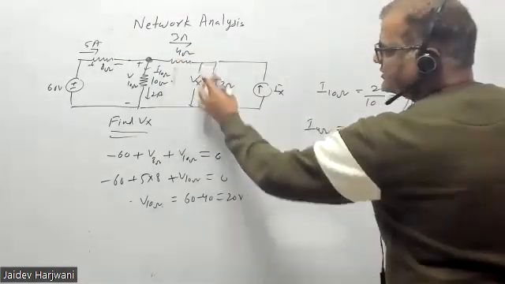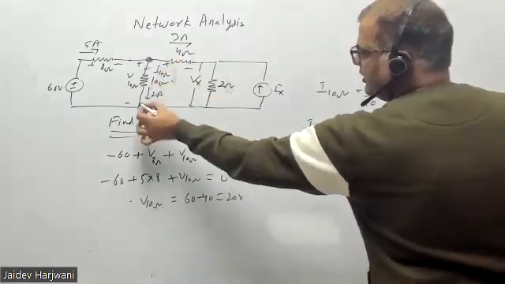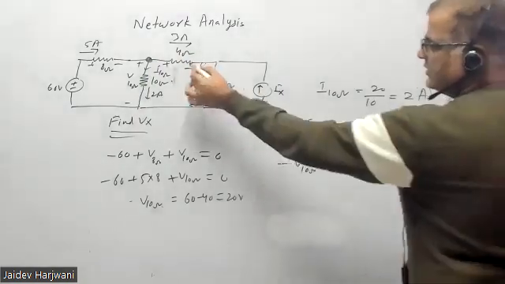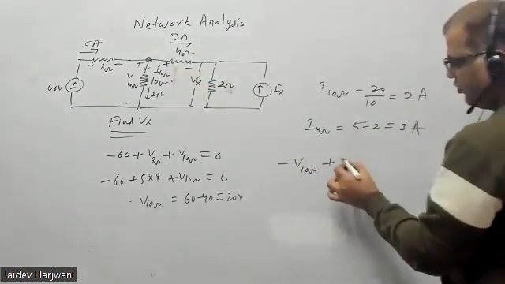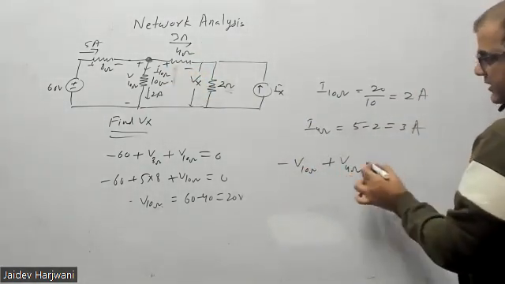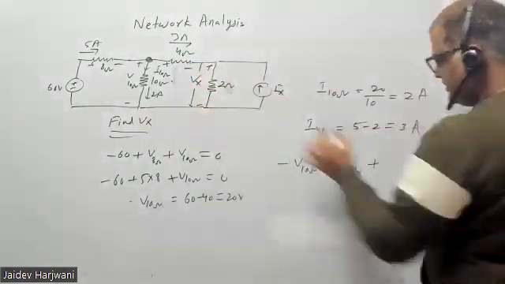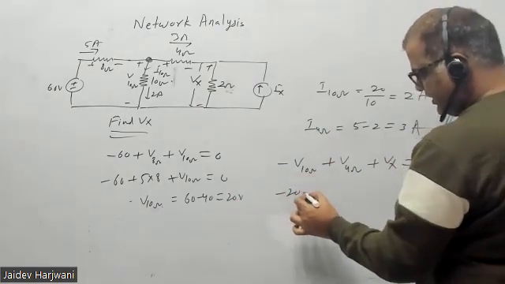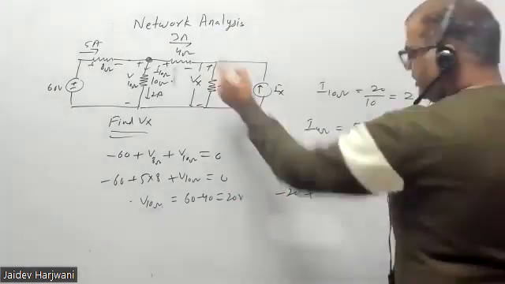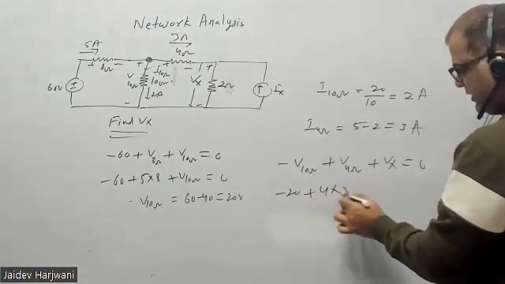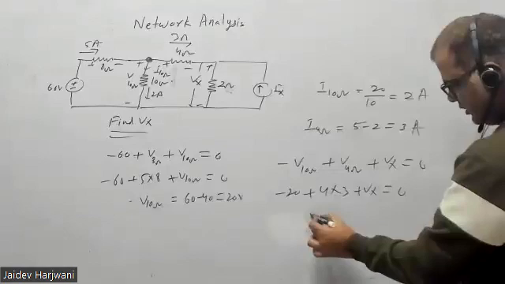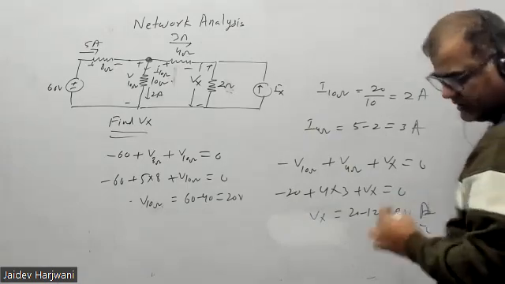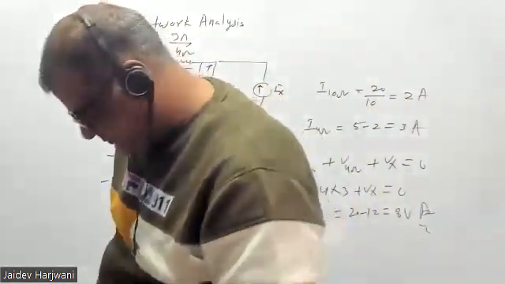So in this, if I move in this loop, I am moving minus V10 ohm plus this voltage, you can say V4 ohm, and this is equal to plus minus Vx equals 0. Minus V10 is minus 20, V4 ohm is 4 into 3 ampere, plus Vx equals 0. So your Vx will be 20 minus 12, 8 volt. Tell me, is that clear or not? Yes, sir, clear.